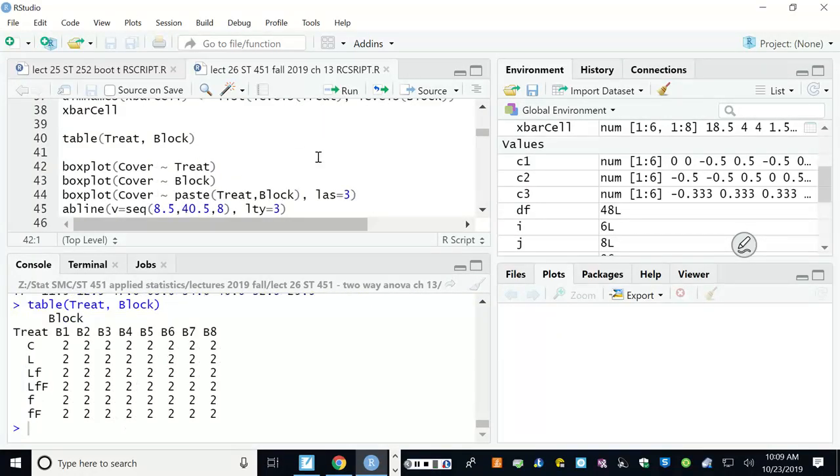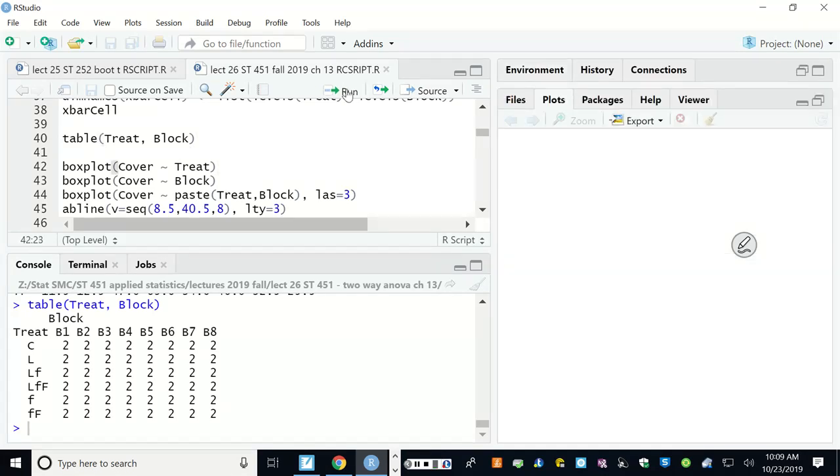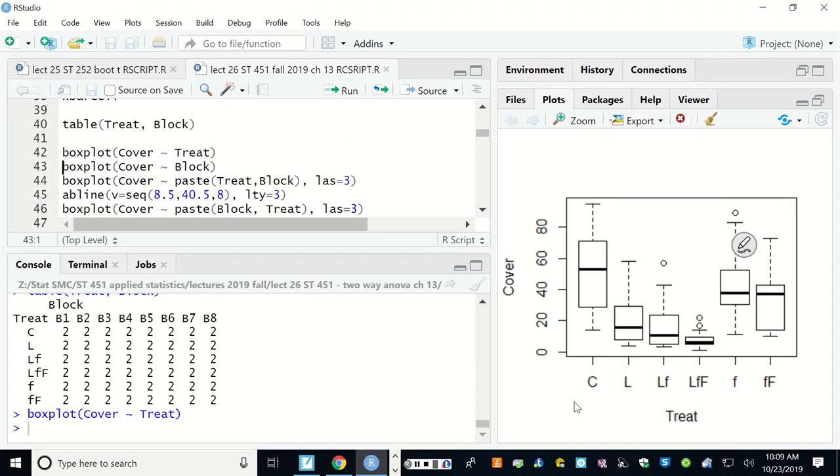There's 2 in each of those, as I said. So those will be the raw numbers that might be useful for later, or for putting into a table to summarize for presentation. Here's a box plot now of what things look like by treatment. Does there appear to be a treatment effect?